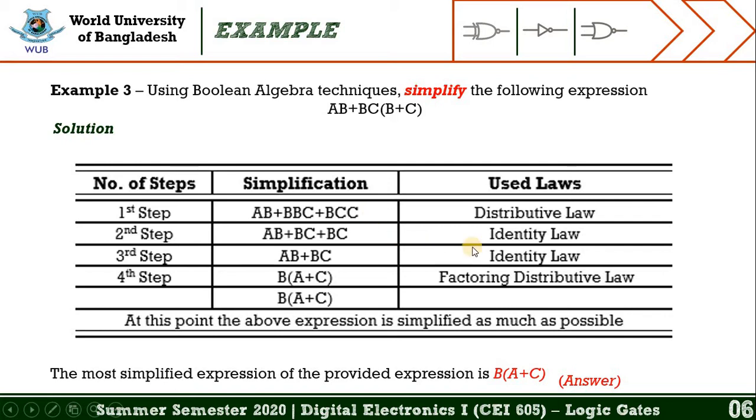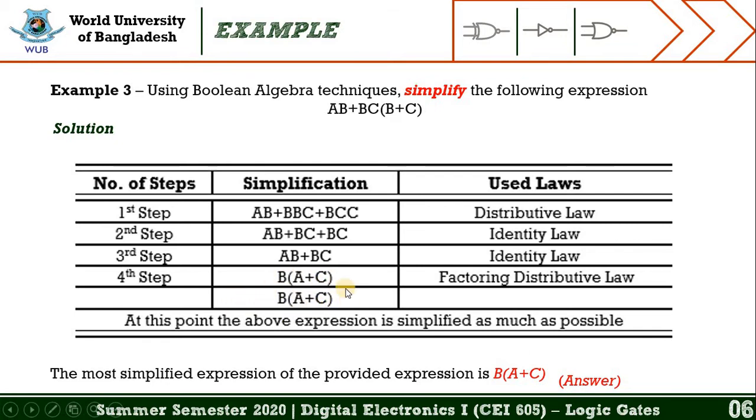After that we need to apply the identity law. Then in the third step we again apply the identity law, and the last step would be factoring with the distributive law, which gives B and, inside the first parenthesis, A or C.